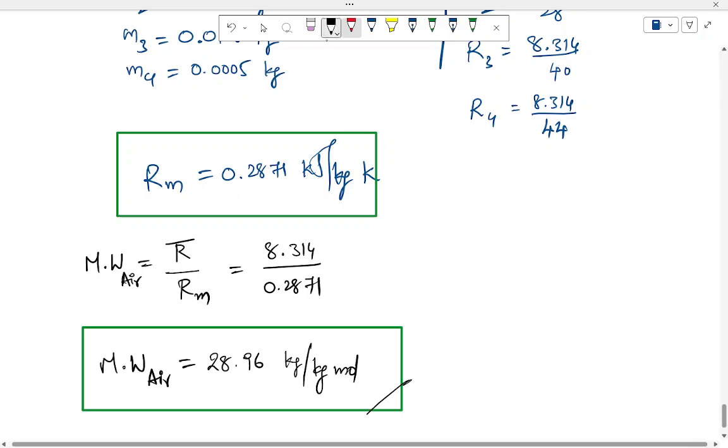So this is how we will see the questions based on Dalton's law of partial pressure. There can be other questions as well. I request you to practice the remaining practice problems accordingly. Thank you. We'll meet you in the next lecture.